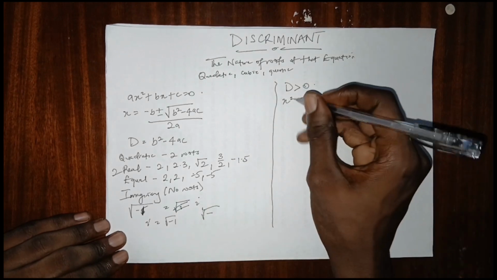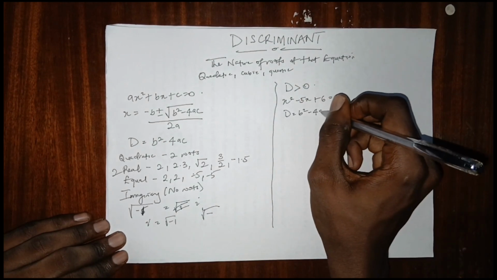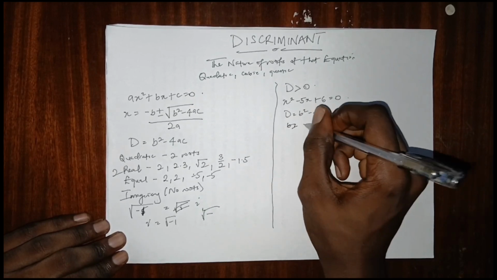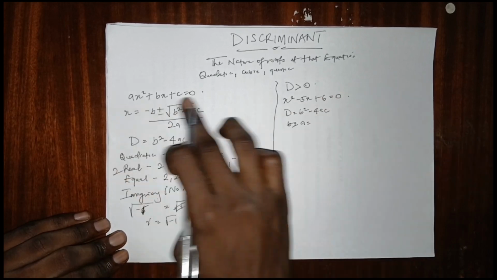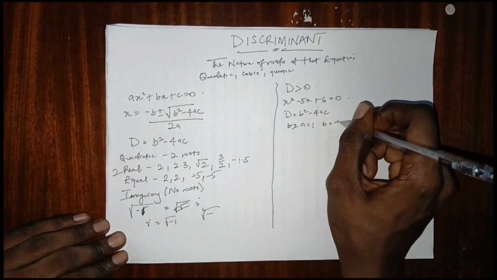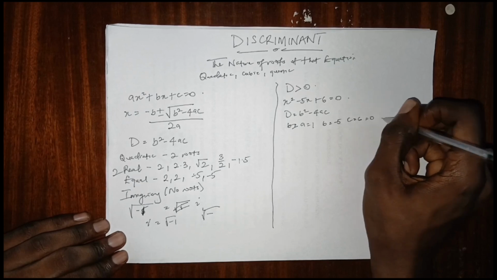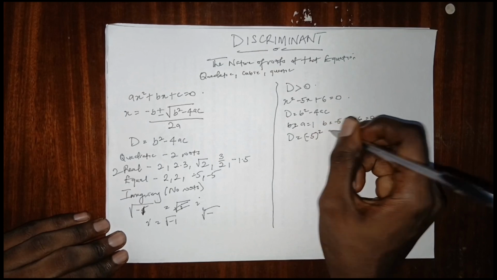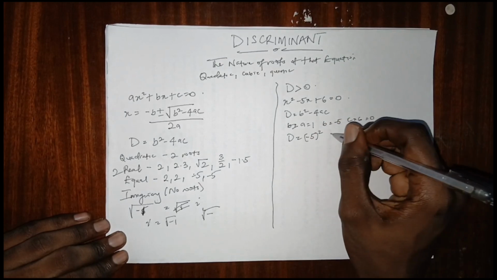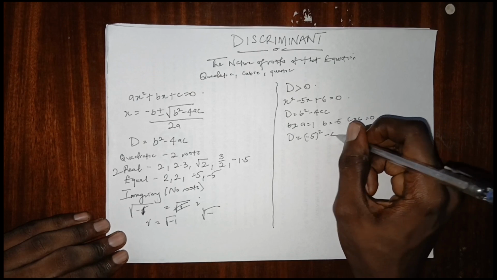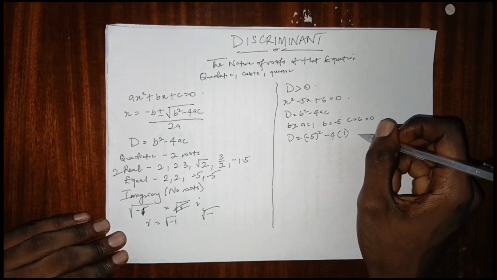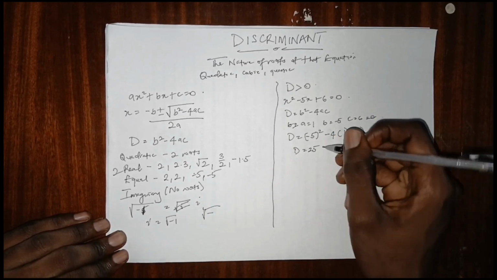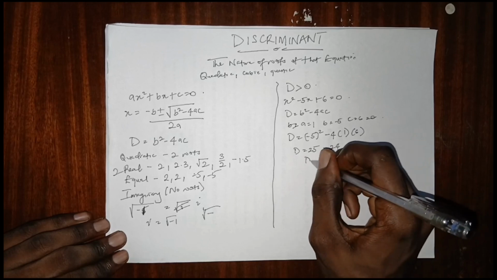When you solve using b squared minus 4ac, a is 1, b is minus 5, and c is 6. If you substitute this in, you have D equals minus 5 all squared, minus 4 times a, which is 1, times c, which is 6. So you have D equals 25 minus 24. D is equal to 1.